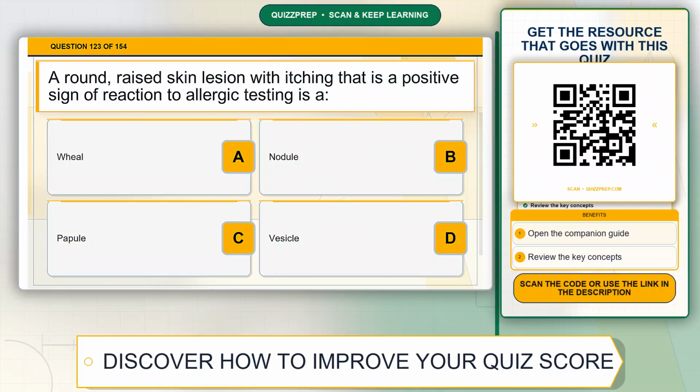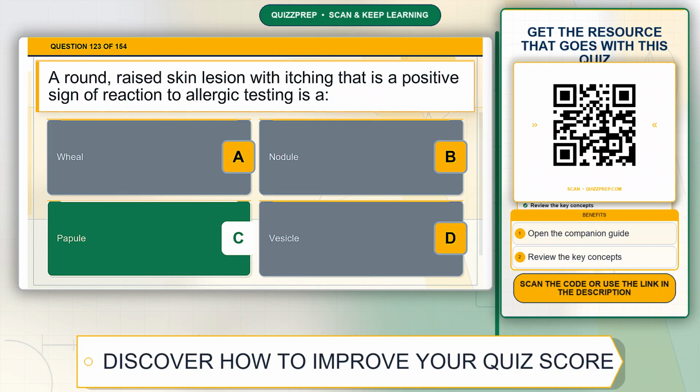Question 123. A round, raised skin lesion with itching that is a positive sign of reaction to allergic testing is: Option A, wheal. Option B, nodule. Option C, papule. Option D, vesicle. The correct answer is option C, papule.